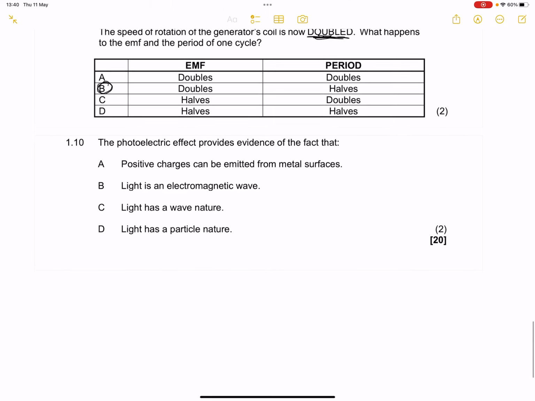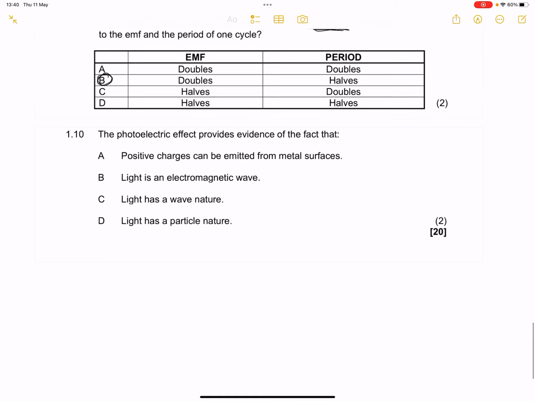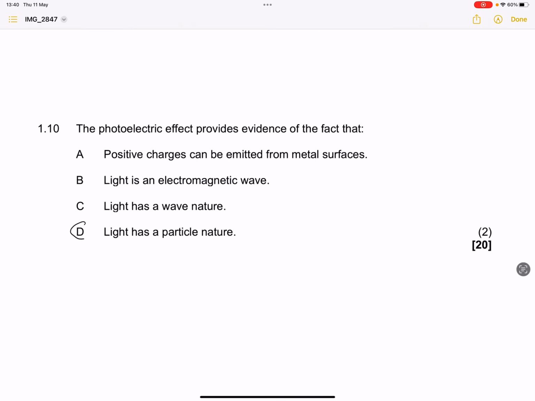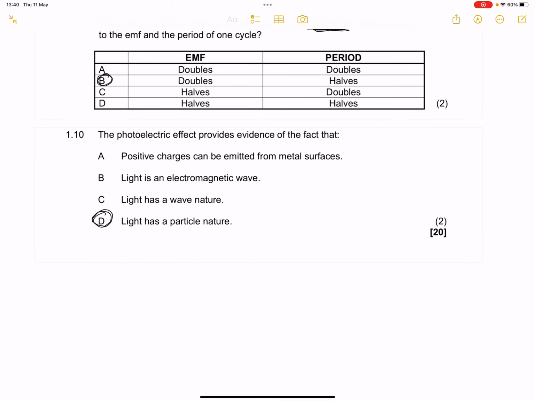Right? Okay, so the last one. They say the photoelectric effect provides evidence of the fact that. Okay, please note in this case, the photoelectric effect shows us that light can in fact behave as a particle, right? It shows us the particle nature of light. And so 1.10 has an answer in D. All right. And that is how the cookie crumbles, ladies and gents.